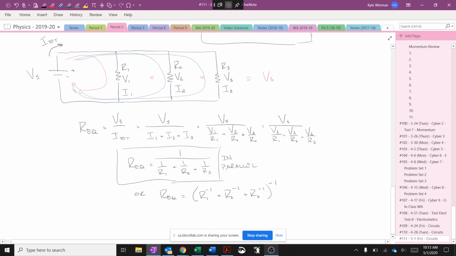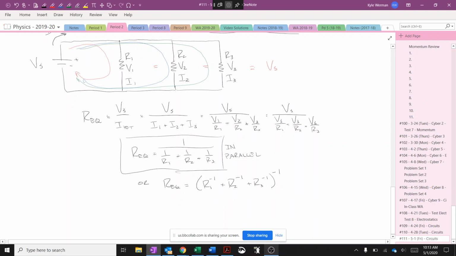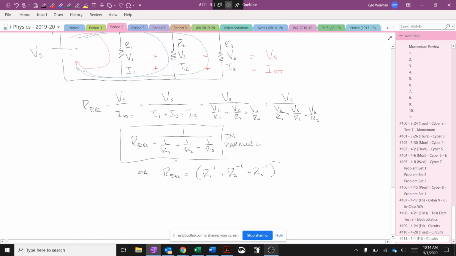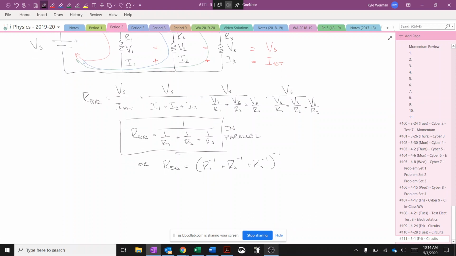So we now know how to find equivalent resistance, but there's a couple other things we know. So we know that each voltage is equal to the supply voltage, and we also know that the current is going to be split up when you have these pathways. So it turns out I1 plus I2 plus I3 is going to be equal to that total current. All right, and that's always going to be true when you have parallel splits. So let me define those last couple comments here.